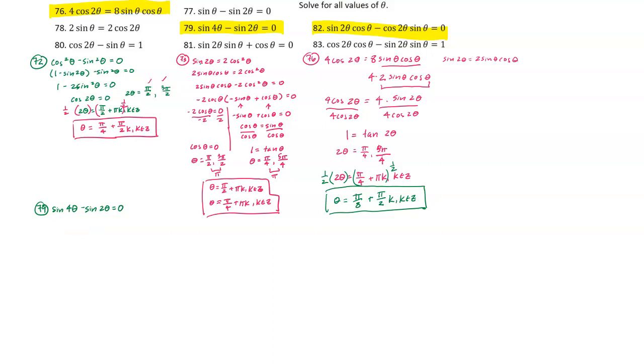So what do you go from here? We can take that and say that's 2 times... we're going to use this as a double angle. It could be 2 times 2 theta. So this entire thing would be the double angle. So 2 times sine of 2 theta and cosine of 2 theta minus sine of 2 theta equals 0.